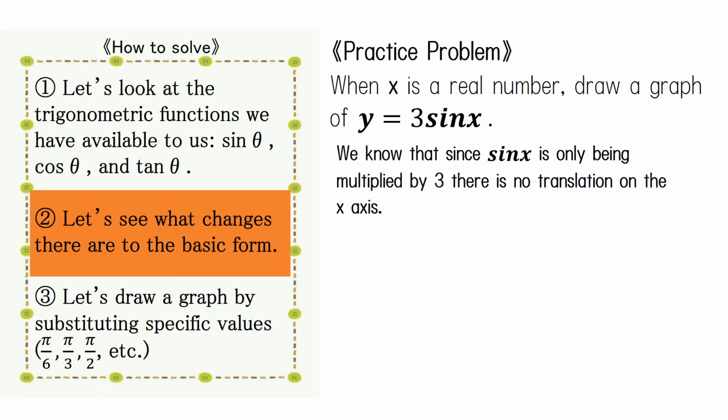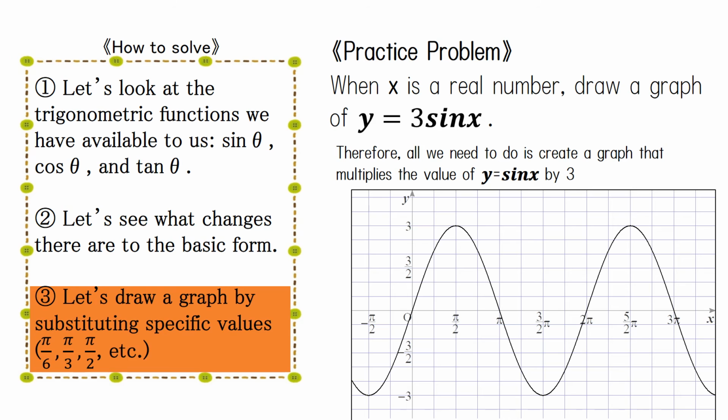Next, let's see what changes there are to the basic form. We know that since sine x is only being multiplied by 3, there's no translation on the x-axis. Let's draw a graph by substituting specific values, pi over 6, pi over 3, pi over 2, etc. The graph of y equals 3 sine x will look like the figure.